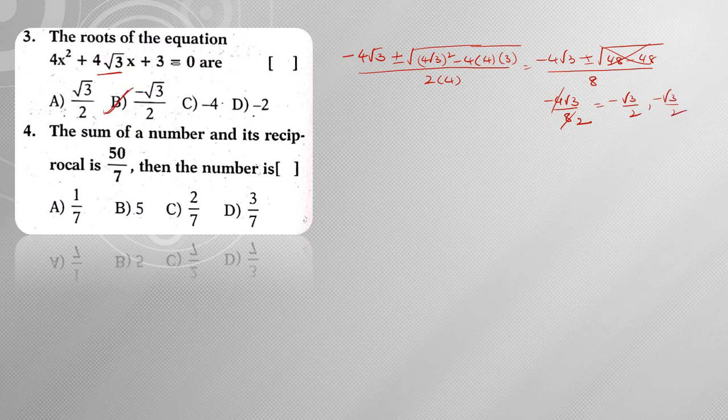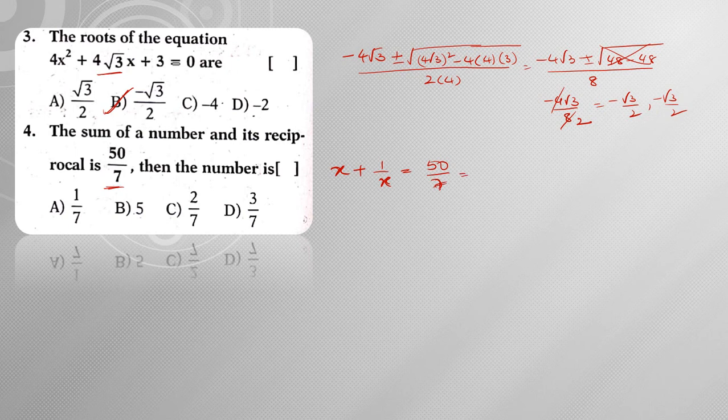Hence my answer is minus root 3 by 2. Next, the sum of a number and its reciprocal is 50 by 7. Sum of a number and its reciprocal means if you consider the number as x, then its reciprocal would be 1 by x. So these two sum is 50 by 7.